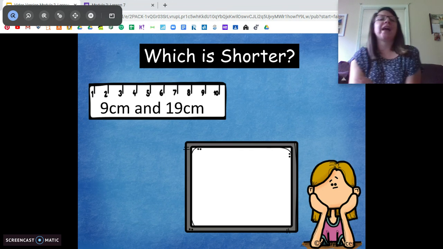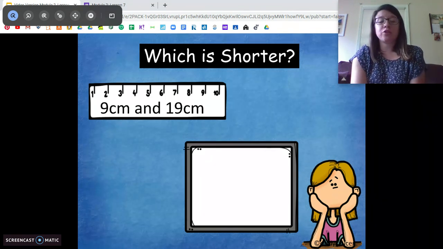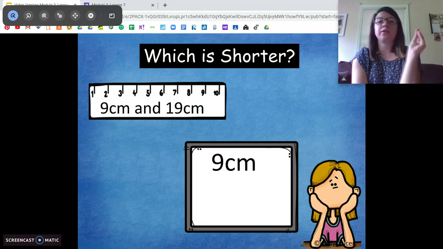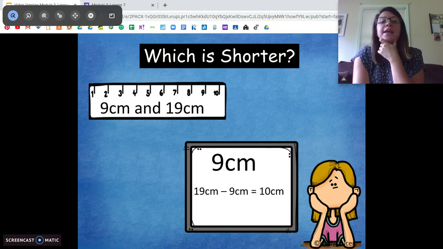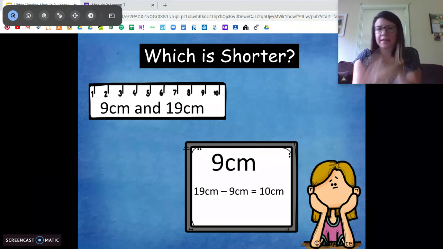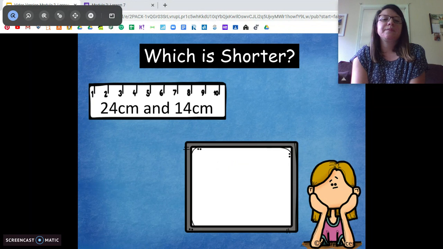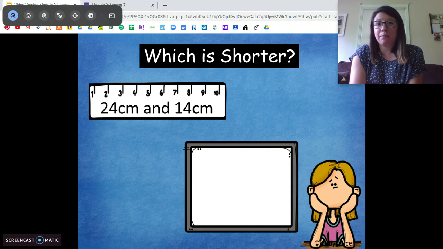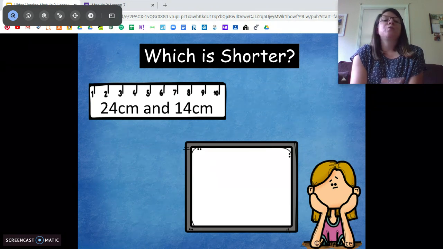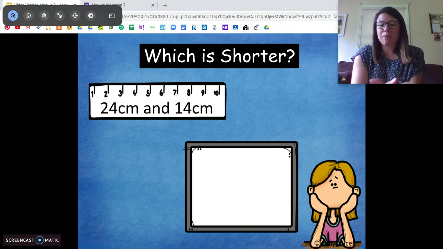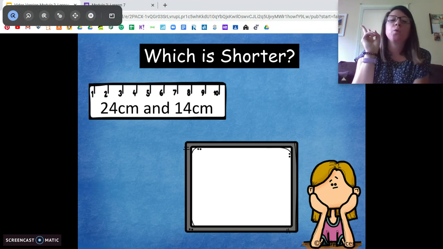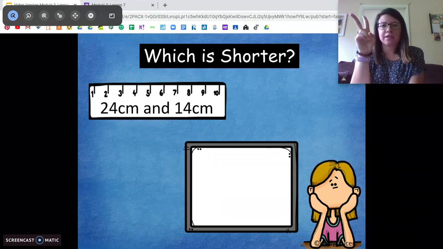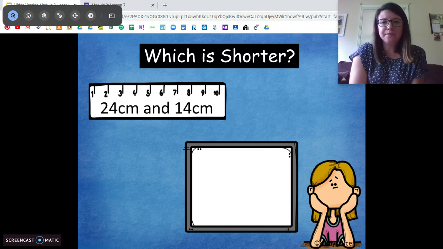Ready? Okay, so which one is shorter? 9 centimeters. We start with the bigger number in our number sentence. 19 centimeters minus 9 centimeters equals 10 centimeters. I like that one because our one stayed the same. Not bad. This one might be similar. Wink, wink. 24 and 14. Pause. Tell me which one's shorter, and then write the number sentence to tell me the difference.